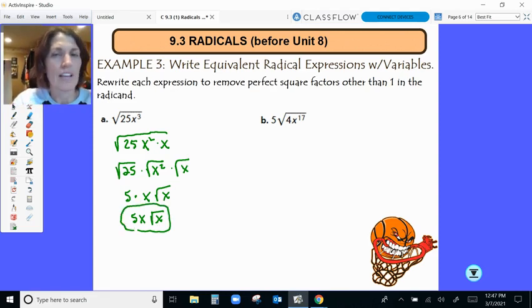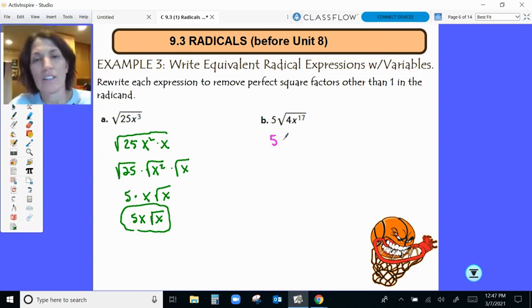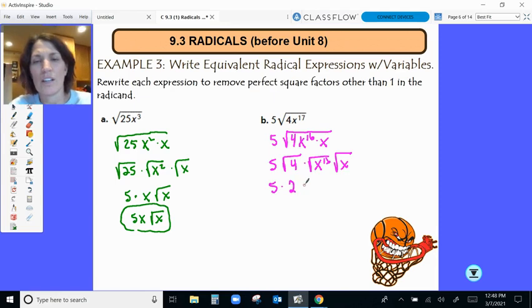Okay, let's look at this one last one here. We already have 5 on the outside. 4 is already a perfect square. My next power that's divisible by 2 is x to the 16th. Then times x, so that will get us to our x to the 17th. So we have 5 times the square root of 4 times the square root of x to the 16th times the square root of x. That's 5 times 2. And the square root of x to the 16th would be 16 divided by that 2, which would be x to the 8th times the square root of x. Now we just have to simplify. 5 times 2 is 10. x to the 8th times the square root of x.